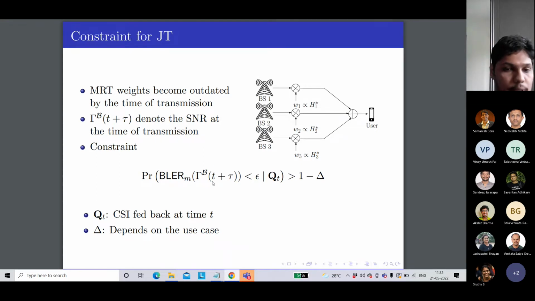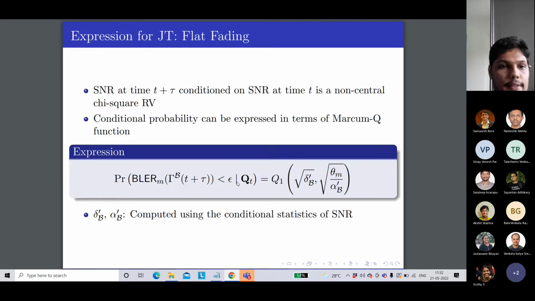We need to compute the block error rate of an MCS at the time of transmission, given the channel state information at time t. So we'll see the expressions for JT for both flat fading and frequency selective fading. First, the SNR at time t plus tau conditioned on SNR at time t is a non-central chi-square random variable. As a result, the conditional probability can be expressed in terms of the Marcum Q function. The Marcum Q function is nothing but the CDF of a non-central chi-square random variable. It has two parameters, the non-centrality parameter and the scale parameter, and we can compute these using the conditional statistics of the SNR.